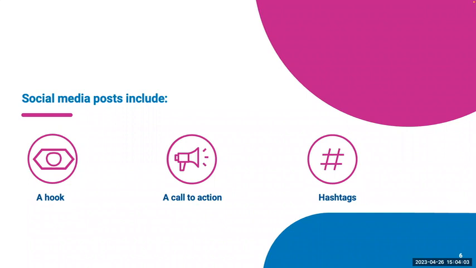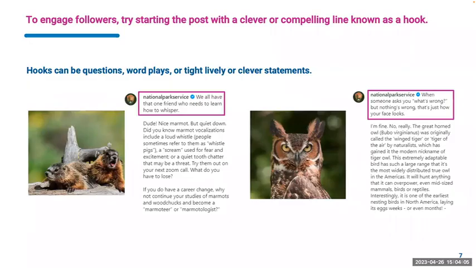To dive a bit deeper into all of them, the first one is a hook. A hook is basically a clever and compelling line that can grab attention. What can get a thumb to stop scrolling, whether it's a question, a wordplay, a clever statement, something that can get a person to stop what they're doing and say, okay, this is a post I'm actually interested in. We added some examples from the National Park Service: we all have that one friend who needs to learn how to whisper. When someone asks you, what's wrong? But nothing's wrong, that's just how your face looks. Whether it's something cute and funny, or something that really wows you and gets your attention, it's a hook.